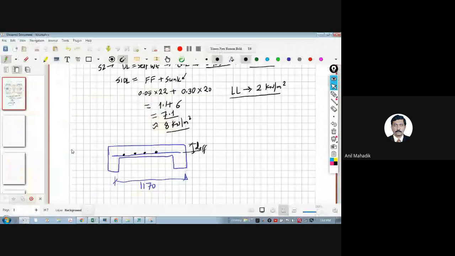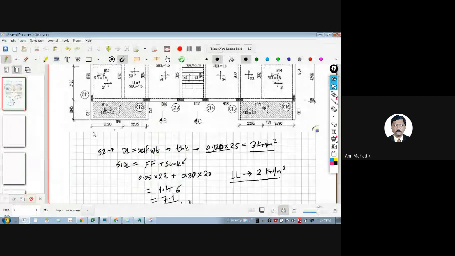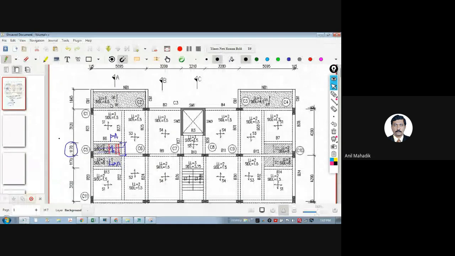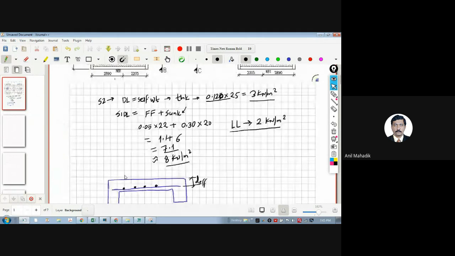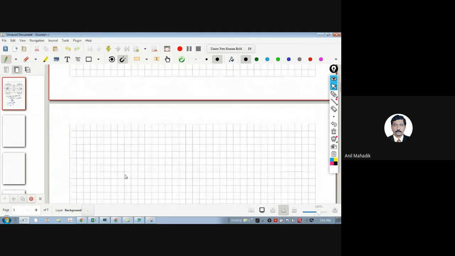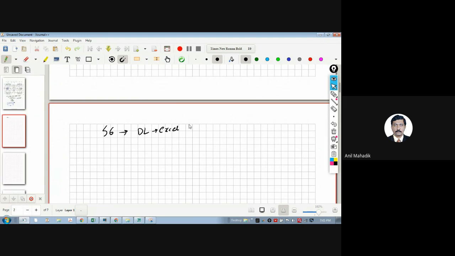Then we have this. So there is a S6 also, which is 1.845, and it is a balcony slab. So in balcony we are having a sunk of 150 mm. So in the similar fashion, you will do that also. So we need not calculate dead load actually. Let's say S6 dead load will be calculated by Excel automatically. Assume the thickness, let's say 120 mm.